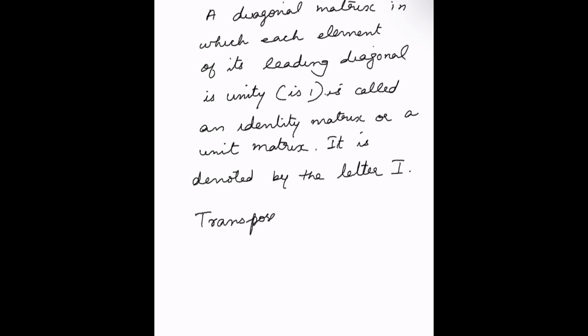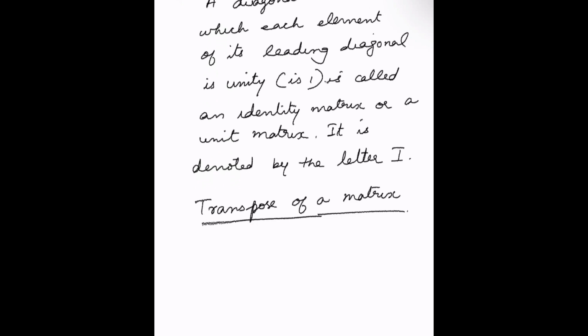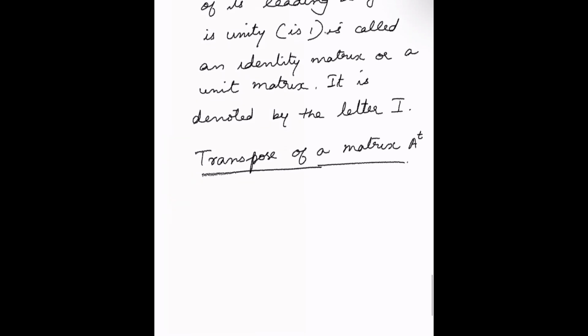Transpose of a matrix. The transpose of a matrix is denoted by the name of the matrix with superscript T. That is how you denote a transpose. So here, I am writing a matrix A equal to 1, 2, 3, 4, 5, 6. So this is my A. What is the order of this matrix? 2 into 3. So it is a 2 by 3 matrix.